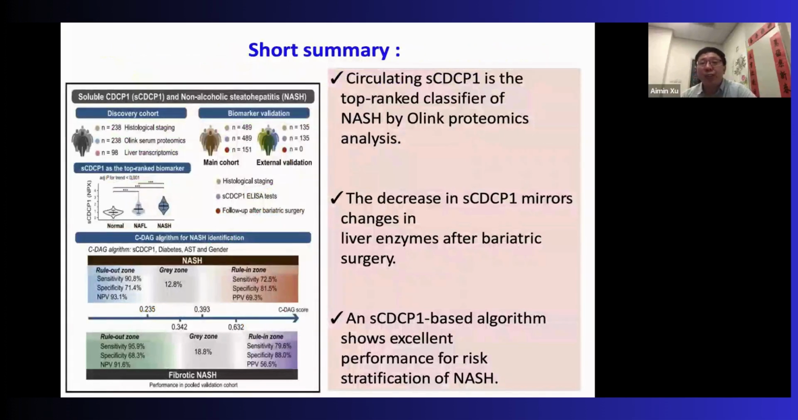So this circulating CPCT1 is certainly a top-ranked classifier of MASH by Olink proteomics analysis. The decrease in CPCT1 mirrors changes in liver enzymes after bariatric surgery. We have established this CPCT1-based algorithm, and it shows excellent performance for risk stratification of NASH. So that is pretty much my talk today.